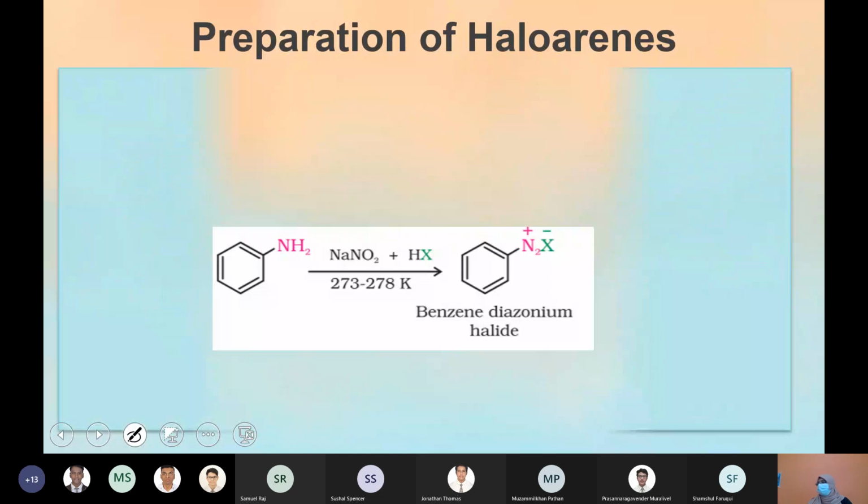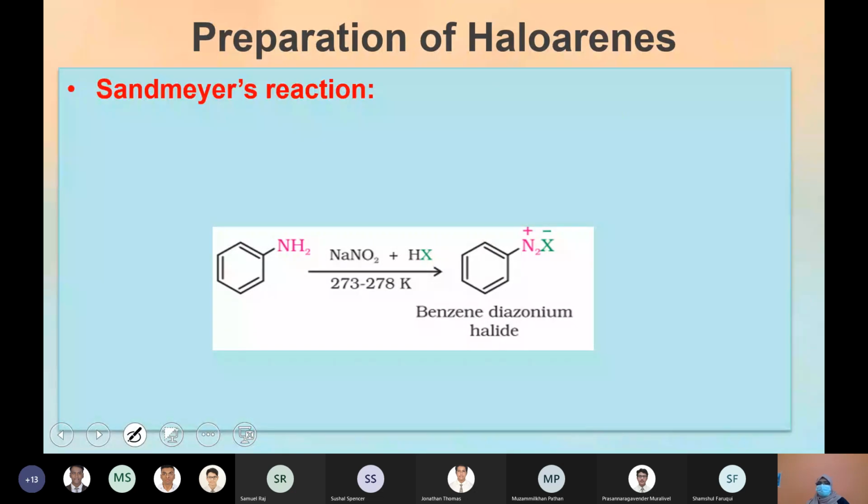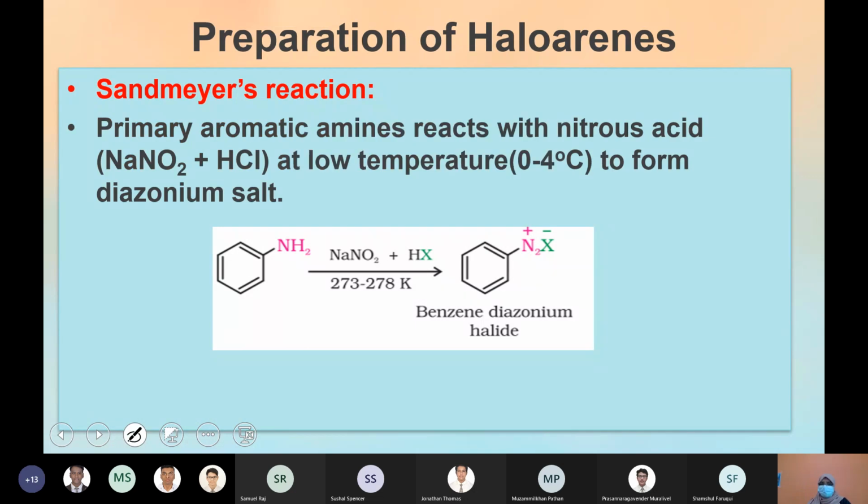Second method, this is very, very important and one of the repeatedly asked questions from this chapter. Maybe as a direct named reaction, Sandmeyer's reaction, or indirectly as part of a chain reaction, or completing the product, identifying the product, preparation reaction, conversion. So many areas where you can get this Sandmeyer's reaction.